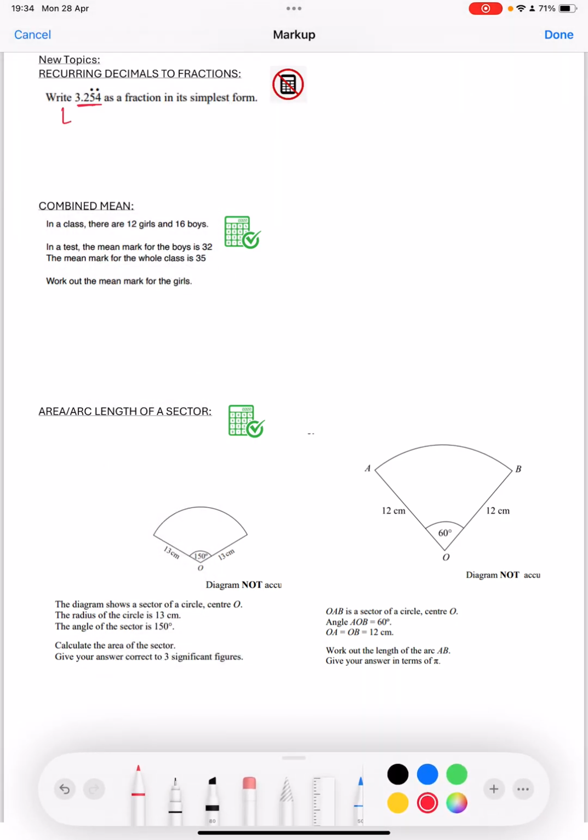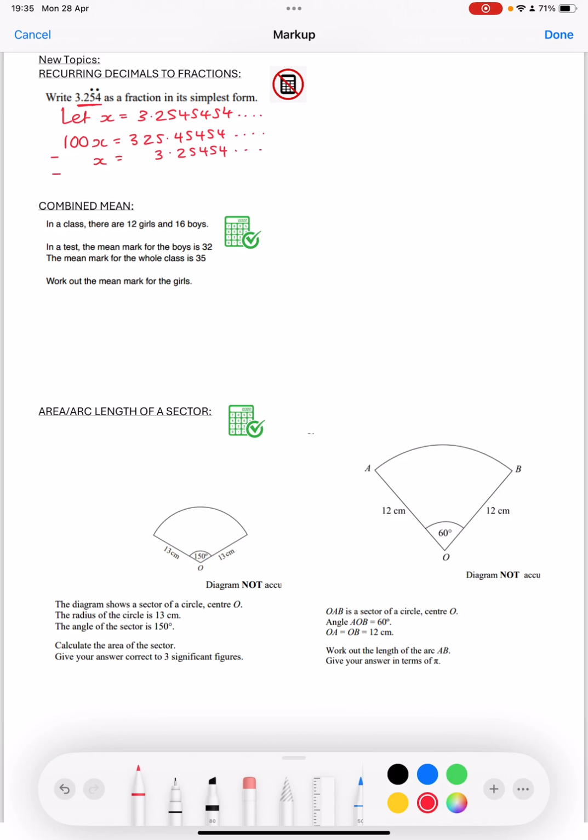So we're going to start off by saying let x equal 3.2545454... And because two digits are repeated, we want to find 100x. So just think 2 digits, 2 zeros. So 100x would be 325.45454... And then we subtract x away from that. So take away our x value.